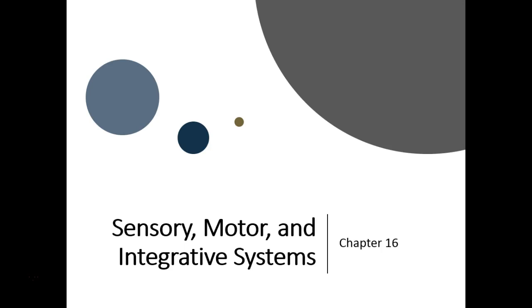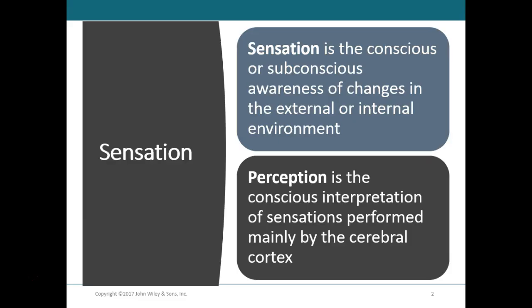Integration can occur in many different places in the central nervous system: the spinal cord, the brainstem, the cerebellum, some of those basal nuclei we talked about, and also in the cerebral cortex, obviously. And then at the end of this chapter, we'll talk about 3 integrative functions of the brain: sleep and wakefulness, learning and memory, and language. So at its most basic definition, sensation is the consciousness or subconsciousness and being aware of changes that occur in the external and internal environment.